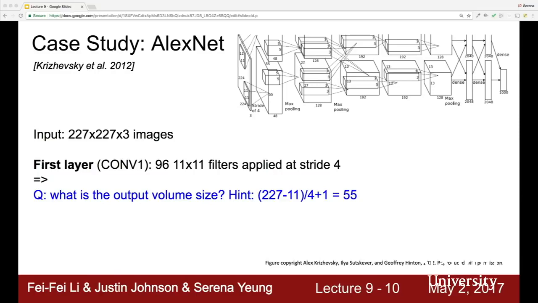So remember, we have our input size. We have our convolutional filters, right? And we have this formula, which is the hint over here, that gives you the size of the output dimensions after applying conv, right? So remember, it was the full image minus the filter size, divided by the stride, plus 1. So given that that's written up here for you, 55, does anyone have a guess at what's the final output size after this conv layer?